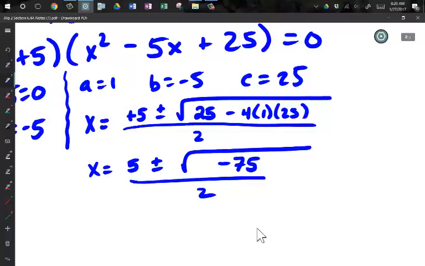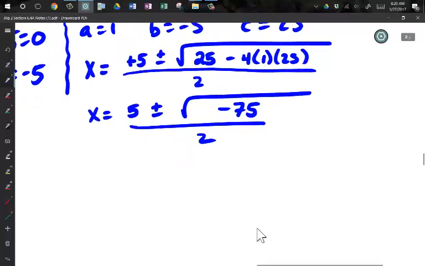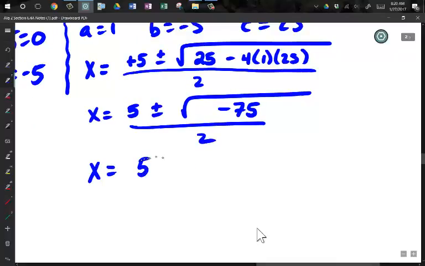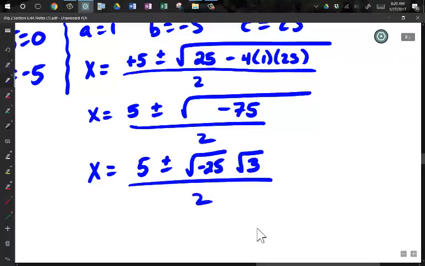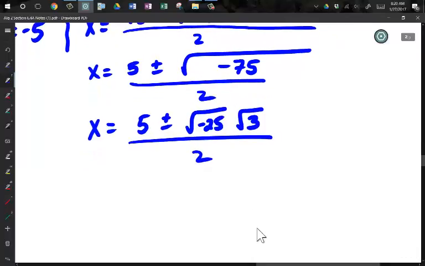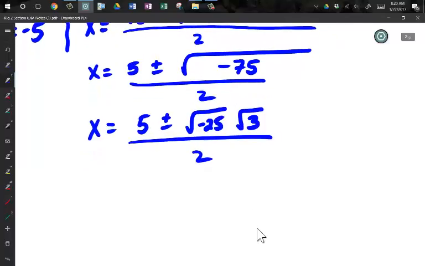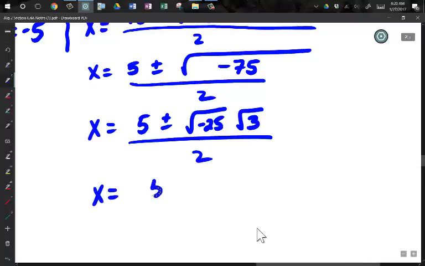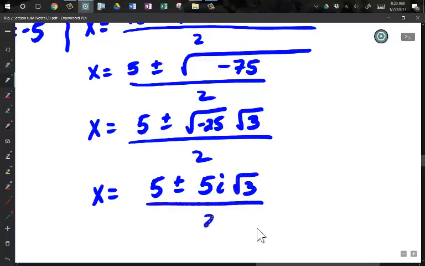Christian, what perfect square goes into 75? Come on. If you got some money in your pocket and you had a quarter, that's 25 going into 75. Yeah? Okay. So 25 goes into it. So I've got the square root of negative 25 with the leftover square root of 3, all over 2. And the square root of negative 25 is 5i. So x equals 5 plus or minus 5i root 3 over 2.